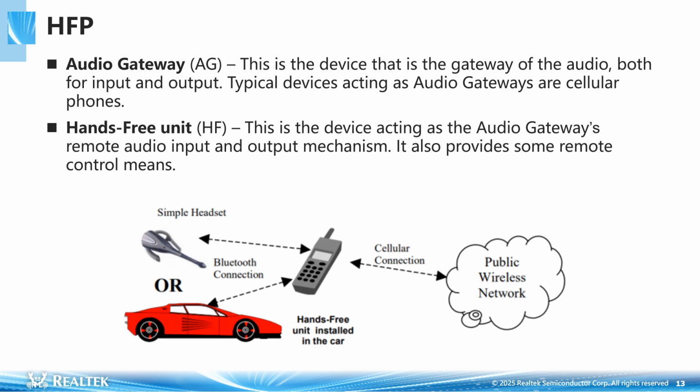The following roles are defined for HFP. Audio gateway, AG. This is the device that is the gateway of the audio, both for input and output. Typical devices acting as audio gateways are cellular phones. Hands-free unit, HF. This is the device acting as the audio gateway's remote audio input and output mechanism. It also provides some remote control means.